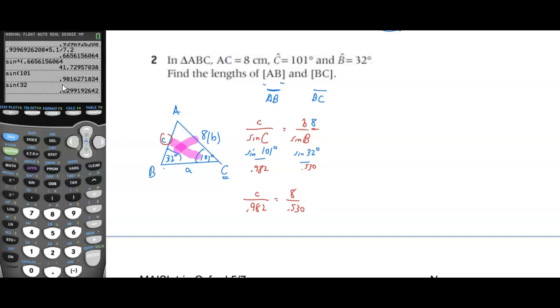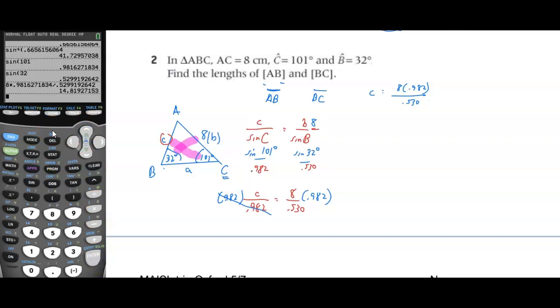Now, if I want to isolate c, I need to multiply both sides by 0.982. And if I do that, these cancel out, so I end up with c equals 8 times 0.982 divided by 0.530. So let's do that. 8 times 0.982, which is right here in the calculator, divided by 0.530, which is right here in the calculator. And the answer is 14.8.